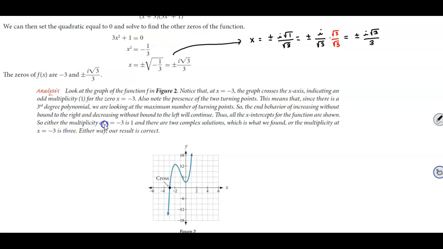So either the multiplicity of x equals negative 3 is 1, and there are 2 complex solutions, which is what we found, or the multiplicity at x equals negative 3 is 3. Either way, our result is correct.